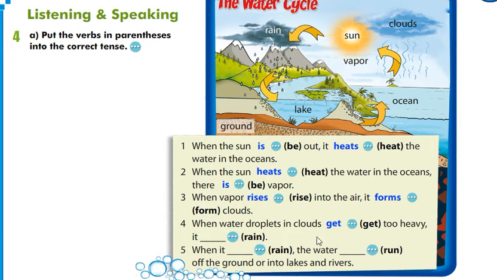Get too heavy. And then it rain or rains? So if you thought rain, in this case, it's wrong. We need to use rains because it's singular. When it rains, the water runs or run? If you thought that the answer was run, that's not correct because it's a singular noun.